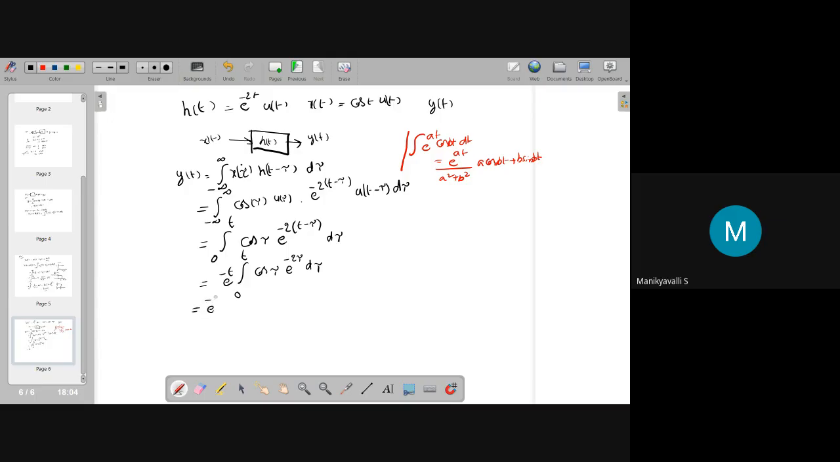It is e to the power of minus t, e to the power of minus 2 tau by 2 square plus 1 square into a cos is 2.